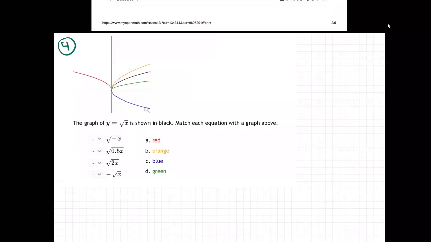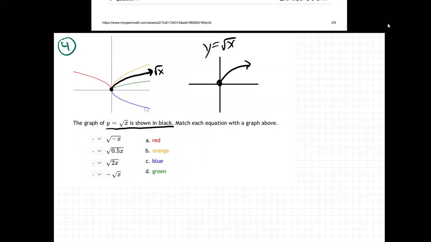Okay, so on this question now, we are looking at some different graphs. Let me start again with the fundamental graph they're giving us. Y equals square root of x. Y equals square root of x starts right in the middle at the origin and goes up to the right. It's right here, as they say, y equals square root of x is shown in black. So it's this one right here. So there's just normal square root of x right there.